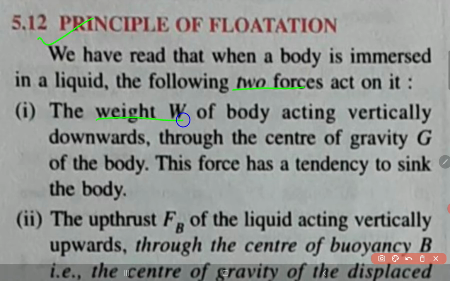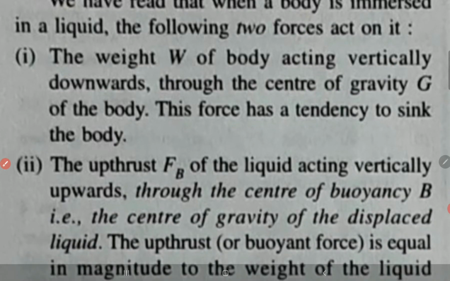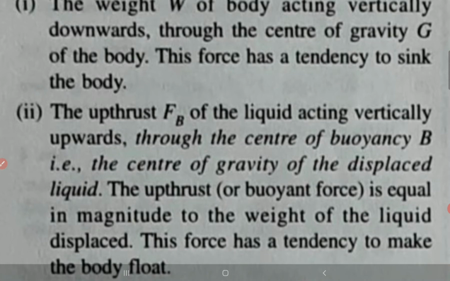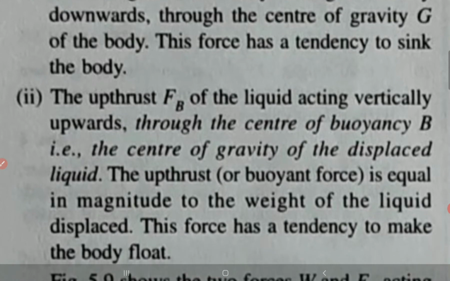They are weight of the body, which acts vertically downwards and tries to sink the body, and it is acting through the center of gravity, right? And the second force is the upthrust of the liquid acting vertically upwards through the center of buoyancy, that is the center of gravity of the displaced liquid. The upthrust or the buoyant force is equal in magnitude to the weight of the liquid displaced. This force has a tendency to make the body float.